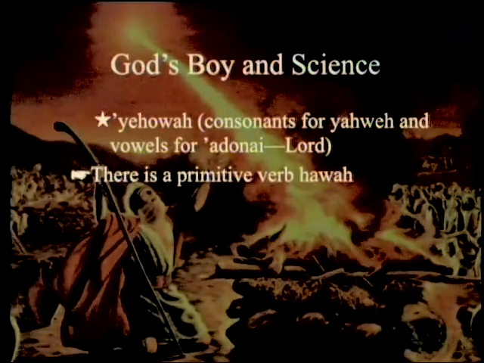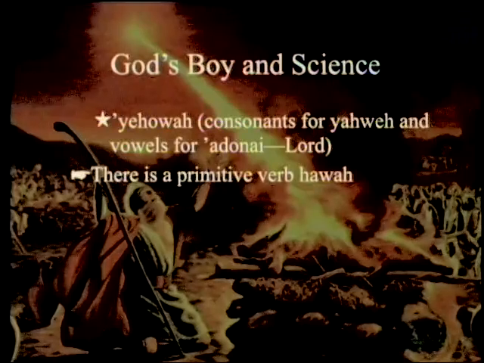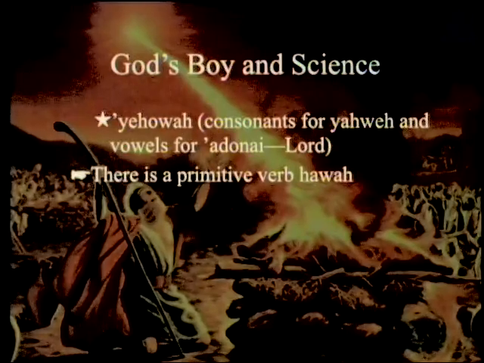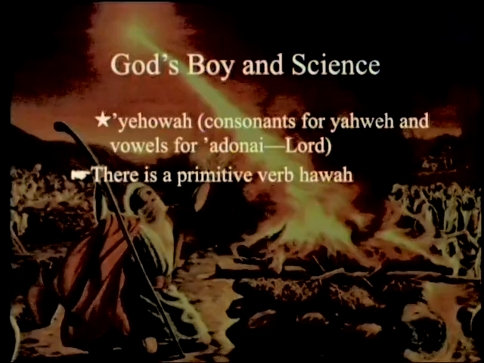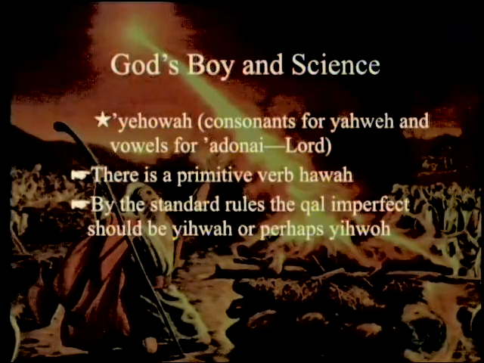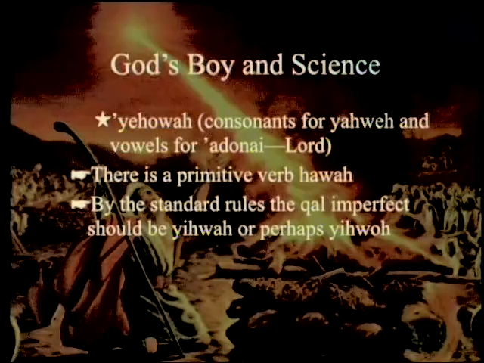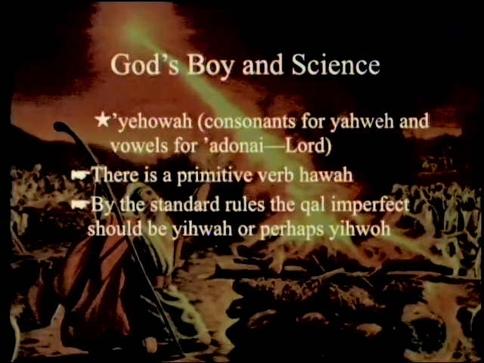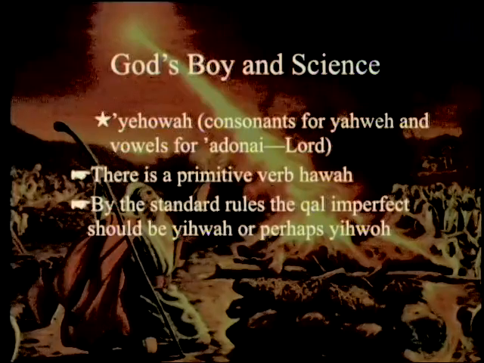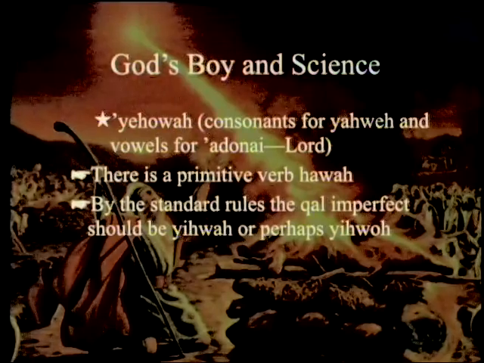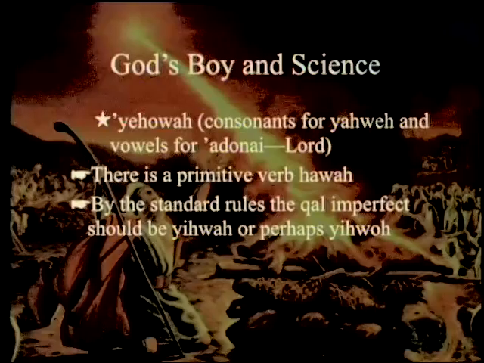Now, there is a primitive verb, hawa, so maybe that's where it came from. Well, it's interesting because in the scholarly world, nobody wants to put their foot down, and there's a reason for that. Because by the standard rules, the qal imperfect should be Yehweh, or perhaps Yehwo, not Yahweh. The e happens to be the vowel form that is found in the Hifil. So even if you went that way, this is a Hifil form.